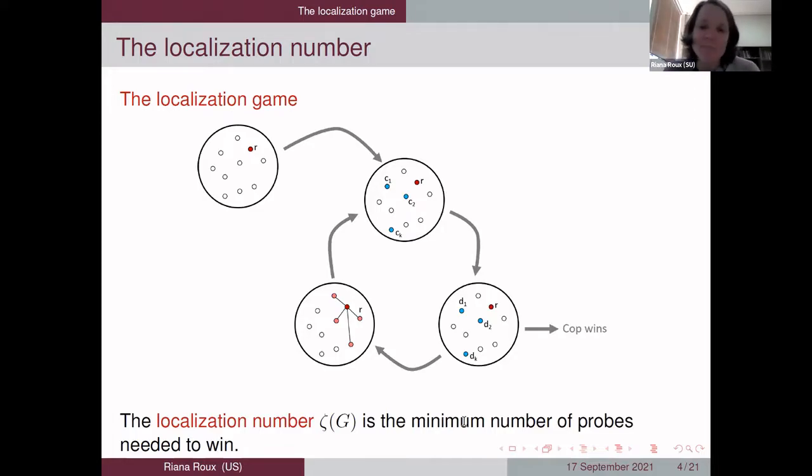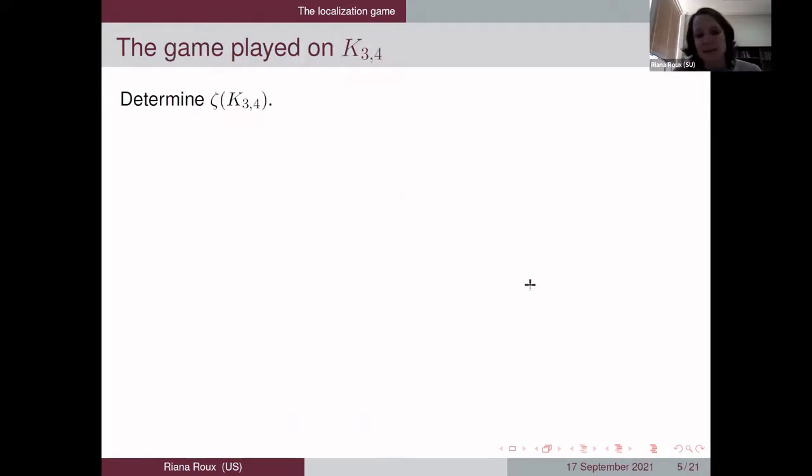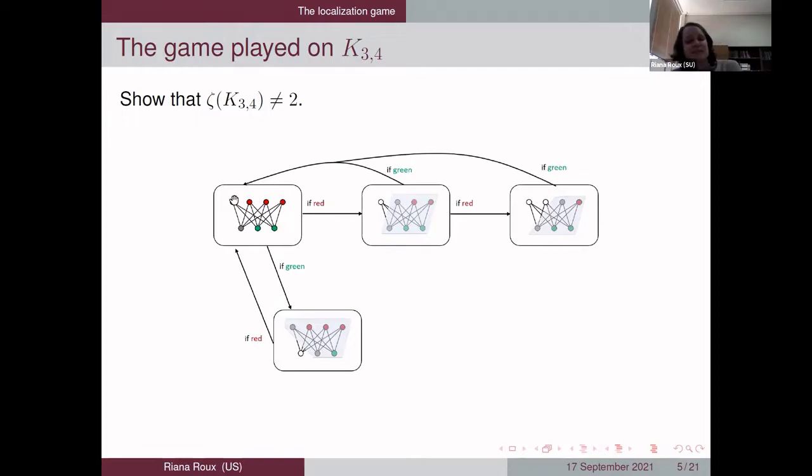So before we look at the properties of this parameter, let's just look at an example and see how this game is played on a proper graph. We are going to look at the complete bipartite graph K3,4, and I'm going to show that the localization number is equal to 3 by first showing that it's not equal to 2. So 2 cops or 2 probes aren't enough, but 3 are definitely enough. So this is the graph K3,4. There are 3 vertices in the one partite set here at the bottom and 4 at the top.